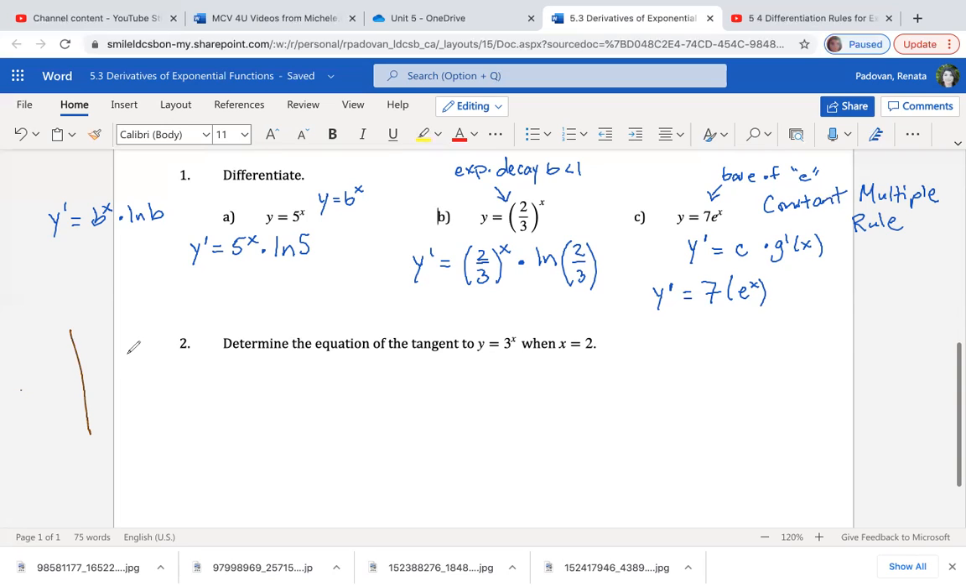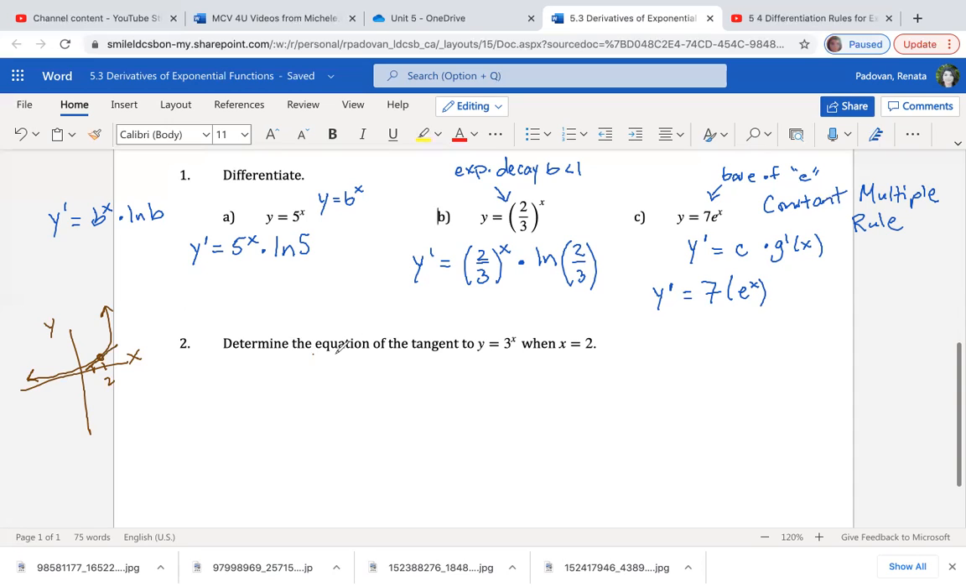We've got our xy coordinate plane. We've got exponential growth, so roughly looking something like this. That shouldn't be increasing, should be flat. And at a value of x equals 2, what would the equation of the tangent line be here? So we know the slope should be positive.